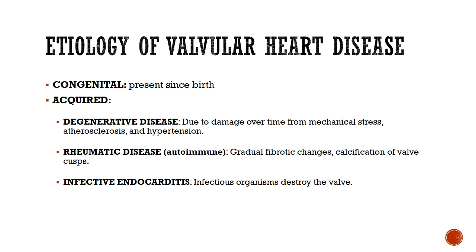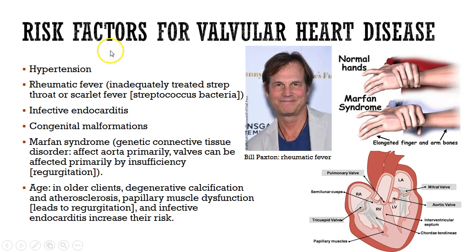Etiology, it can either be congenital or acquired. Anytime you see the word rheumatic, think autoimmune. Some risk factors: hypertension, rheumatic fever, which is basically inadequately treated strep throat or scarlet fever, infective endocarditis, congenital malformations, Marfan syndrome, which is a genetic connective tissue disorder that can affect the aorta primarily. Valves can be affected primarily by insufficiency or, again, regurgitation, and of course age. Anytime anybody ages over a period of time, structural damage can occur.